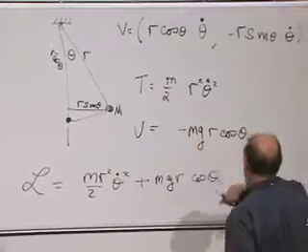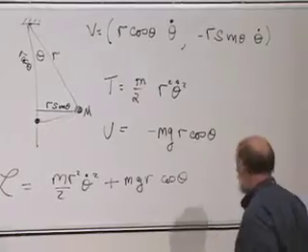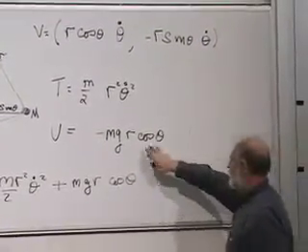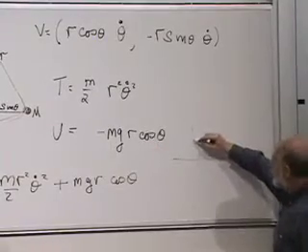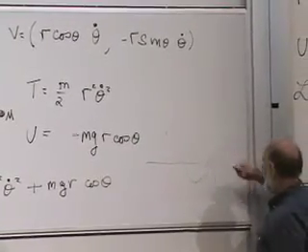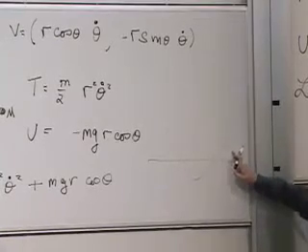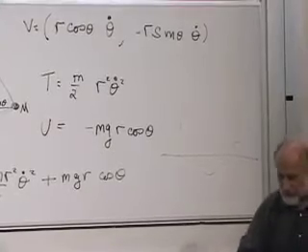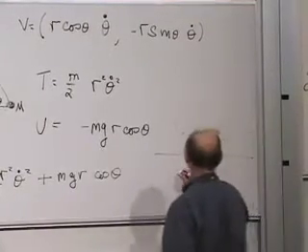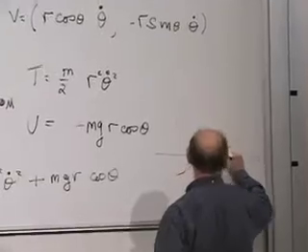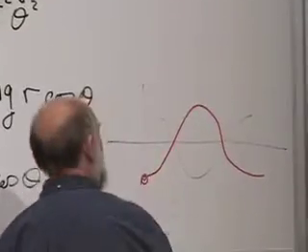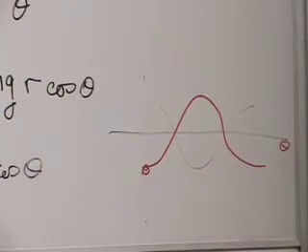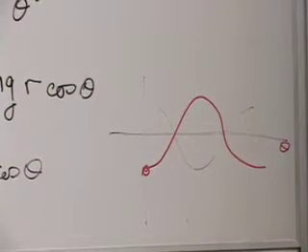The potential energy, minus mgr cosine theta, what does that look like? Let's draw a picture of it. Just minus cosine theta. Cosine of theta looks like this, right? From 0 to 2 pi, swing all the way around. Minus the cosine, which is what's in the potential energy, looks like this. So it's minimum at theta equals 0. In other words, the energy is minimum when it's hanging straight down.